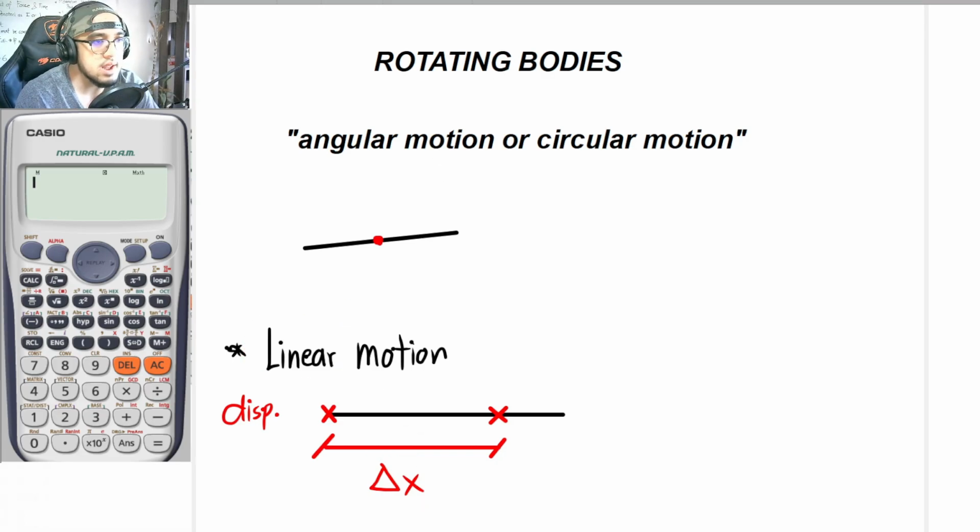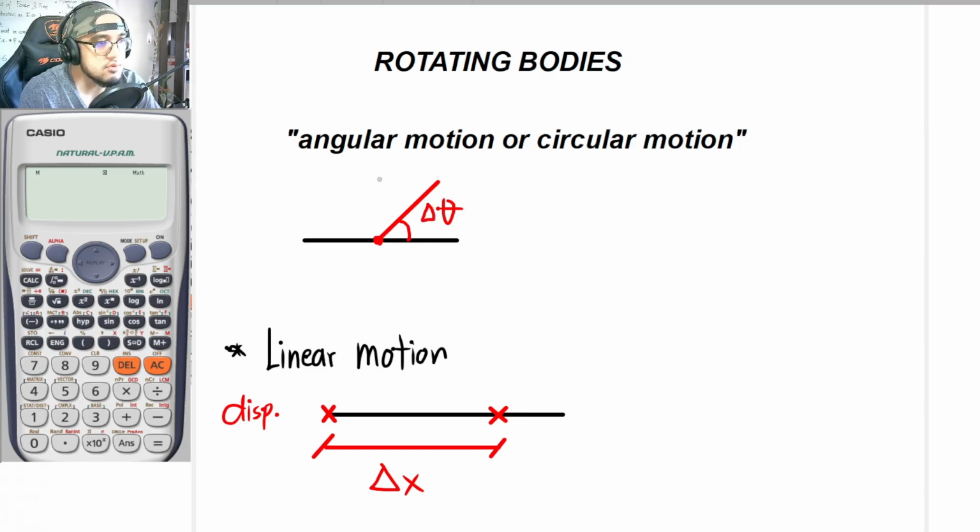What about for rotating bodies or in circular motion? If this is the motion of your object, when we measure its displacement, it is in terms of angle. So in linear motion, the displacement is in linear measurement, and in angular motion, the displacement is in angular measurement. Suppose that this is a radius, and if we rotate it counterclockwise, it would look like this. In this case, the angular displacement is this particular angle, delta theta.